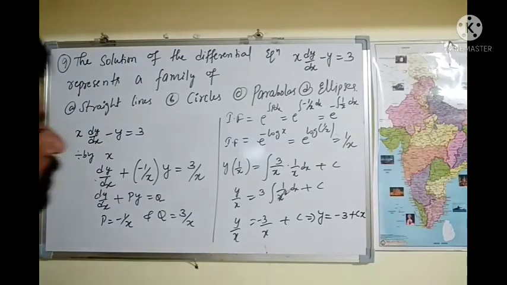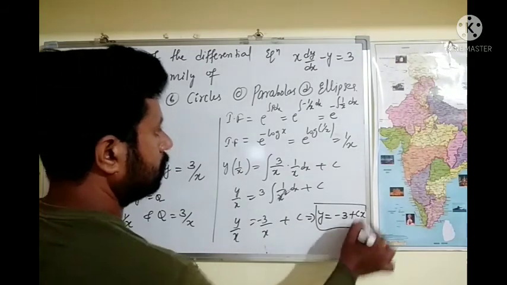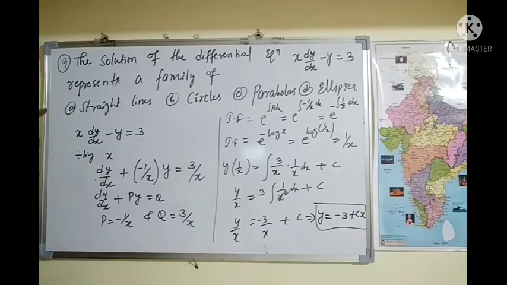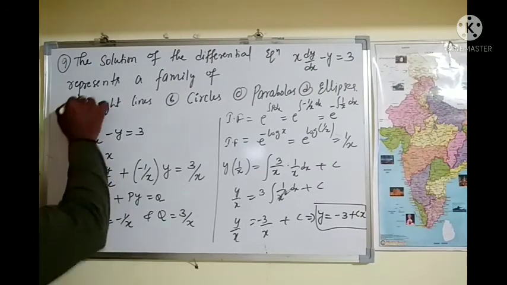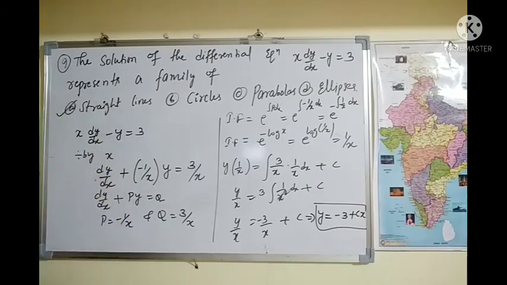See this result. Observe here we have the options: straight lines, circles, parabola and ellipse. It is a straight line. Option A is correct.